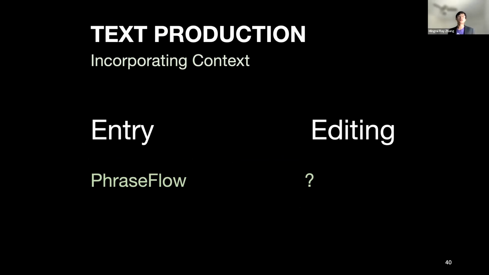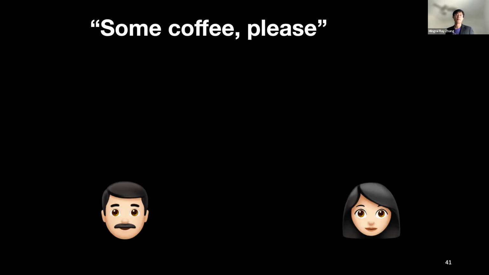So freeze flow focuses on the text entry part. It uses the later context to improve the input accuracy. But text production actually contains two parts: how you enter the text and how you edit it. If you want to edit something that's already there, like change a word, how can we make that more efficient?